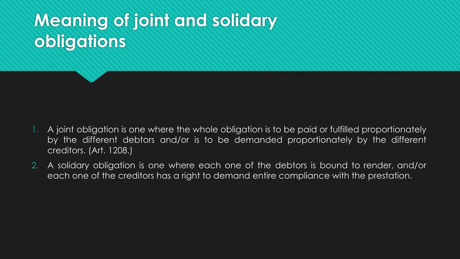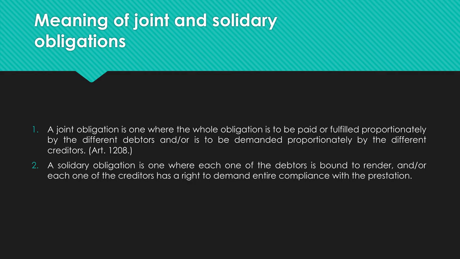So let's define joint and solidary. Joint is one where the whole obligation is to be paid or fulfilled proportionately by the different debtors and/or is to be demanded proportionately by different creditors. So it's divided, demanded proportionately by the different creditors and different debtors. So it could be multiple creditors and multiple debtors, or multiple debtors but one creditor, or multiple creditors but one debtor.